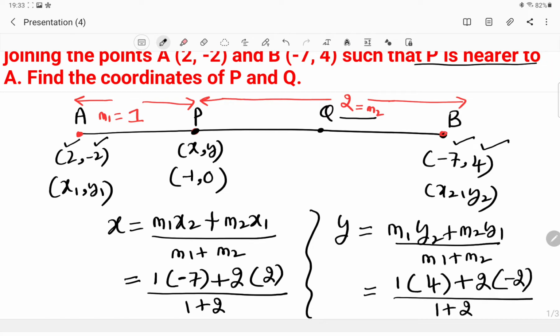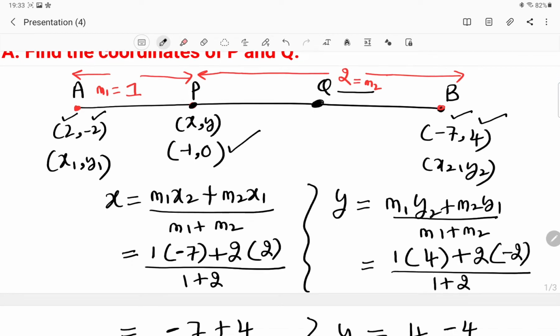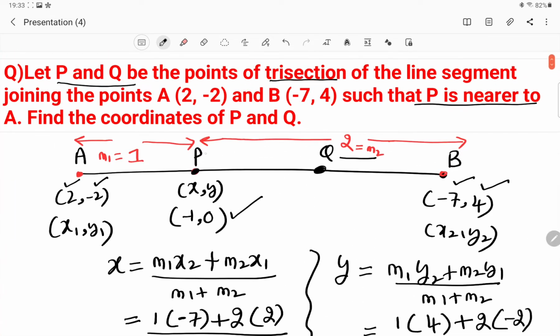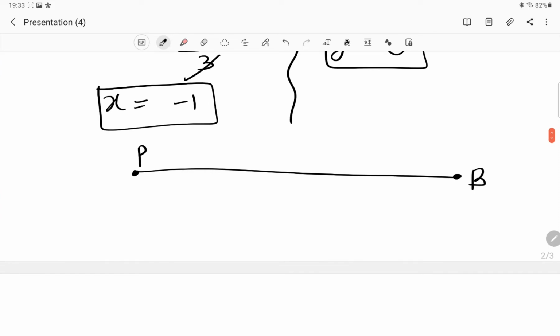All right, now I got the coordinates of this point P. You can make a note of that also. And now we want the coordinates of this point Q. Then we have to go for this. So consider this point P here. So here is the point P. Then afterwards I have this end point after this P, this point B. So I am going to mark that point B here.